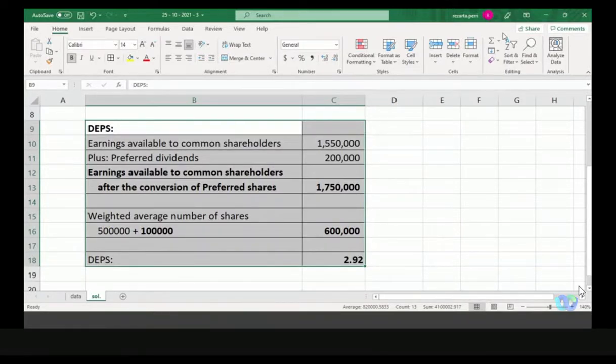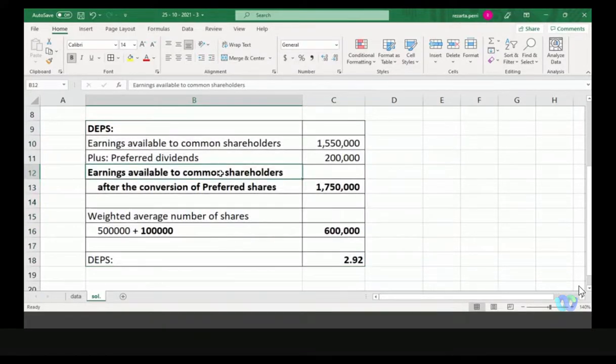Of course, there are other potential dilutive securities like options or loan stock. In case you have other examples, you will follow the same approach. You will recalculate the new amount of earnings after the conversion. In this case, what we change in the amount of earnings is that we add back the amount of preferred dividends, because in case of conversion, these preferred dividends will not be distributed anymore.